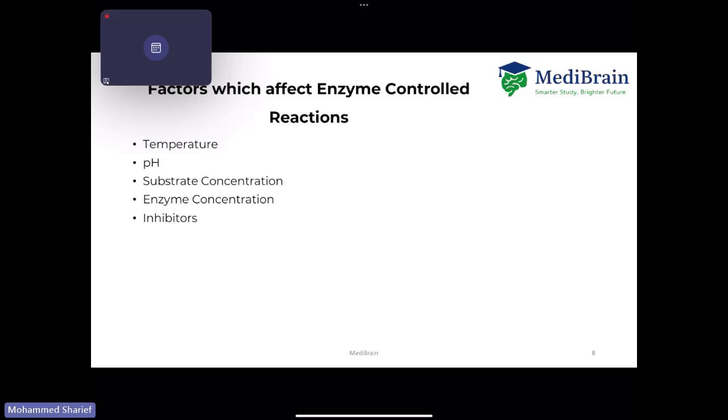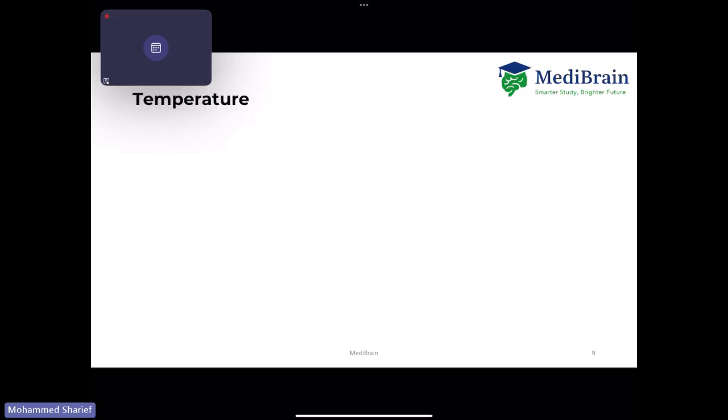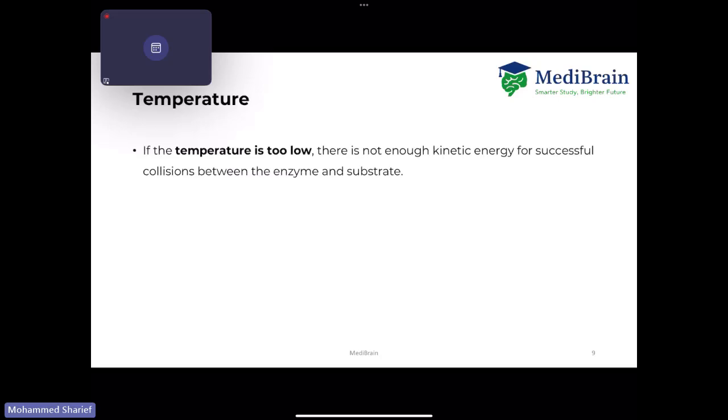Okay, so these 5 points are really important. Temperature, pH, substrate concentration, enzyme concentration, and inhibitors. These will affect the rate of enzyme controlled reactions. I'm going to start off by looking at temperature. Most of this you would have looked at GCSE, but we're still going to recap it from scratch.